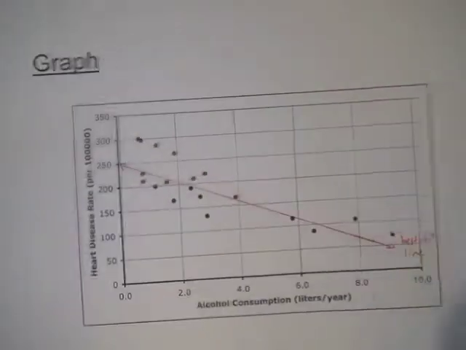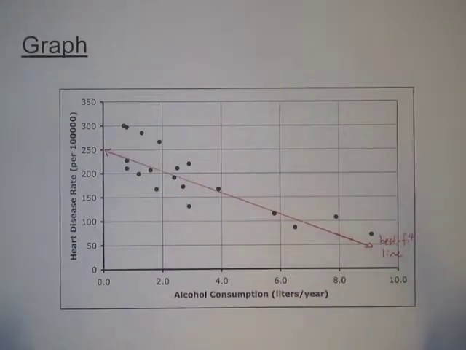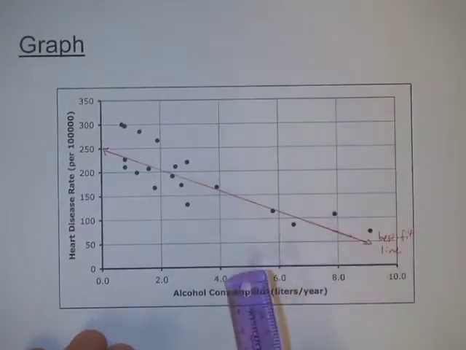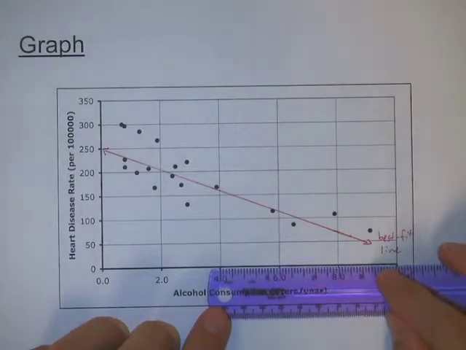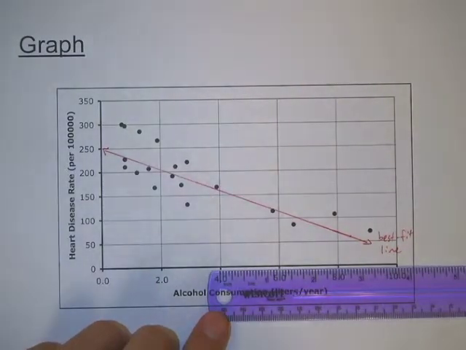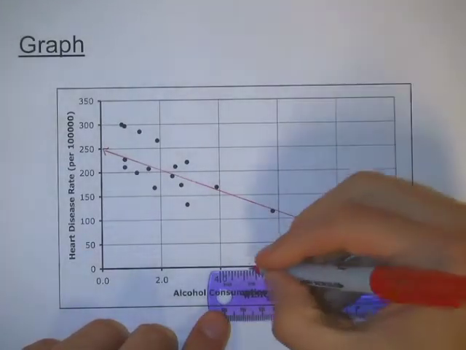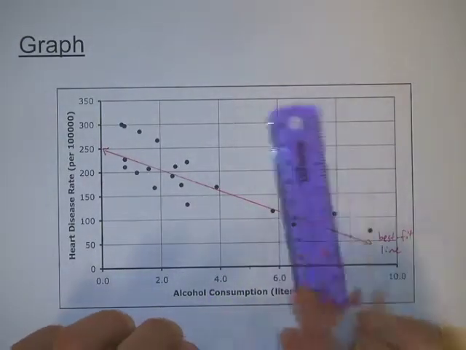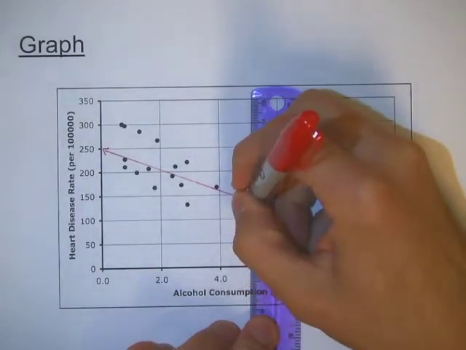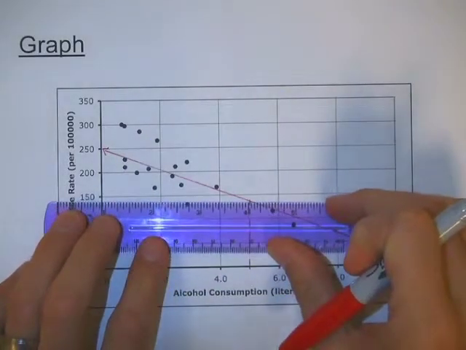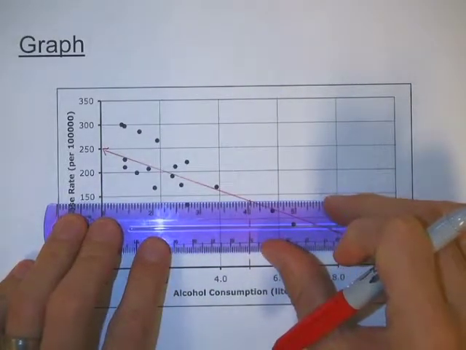A y hat value will always come from an equation or a graphed line. So let's go back again to the graph, and we want to figure out about what the heart disease rate is for a country that consumes about 5 liters per year. I know I have 4 and 6 here, so 5 is going to be about halfway, so it should be about here. Then I'll follow this up until it reaches the line, and then I will see what y value that matches up with.